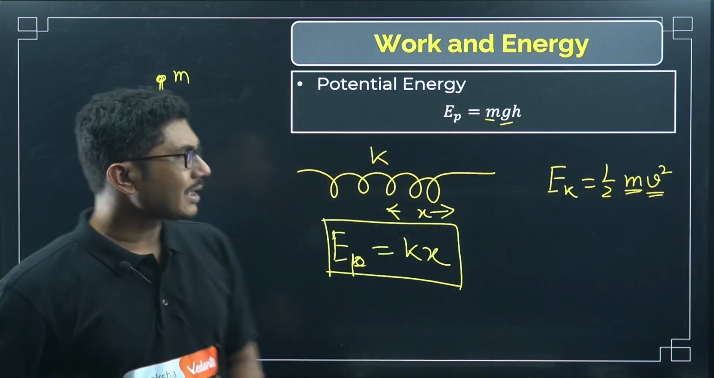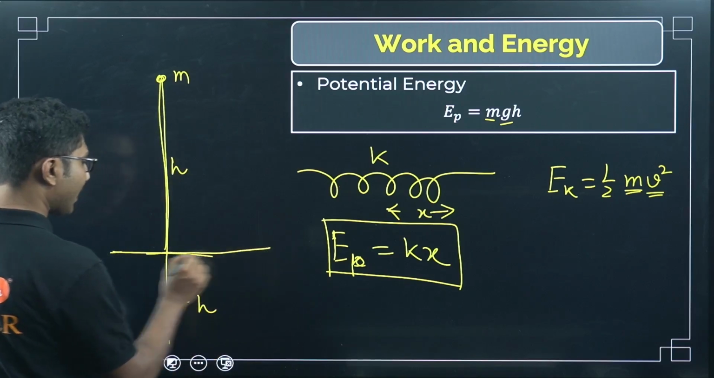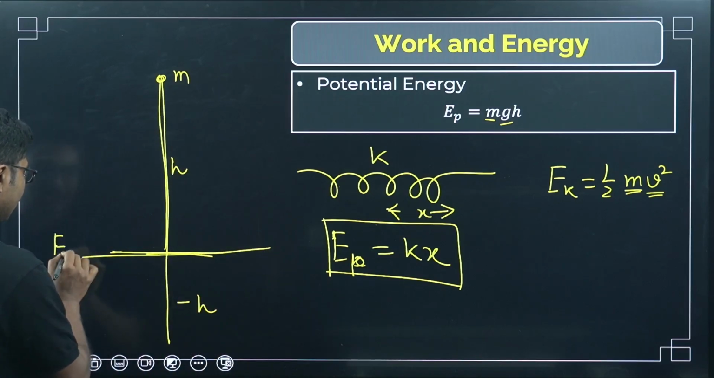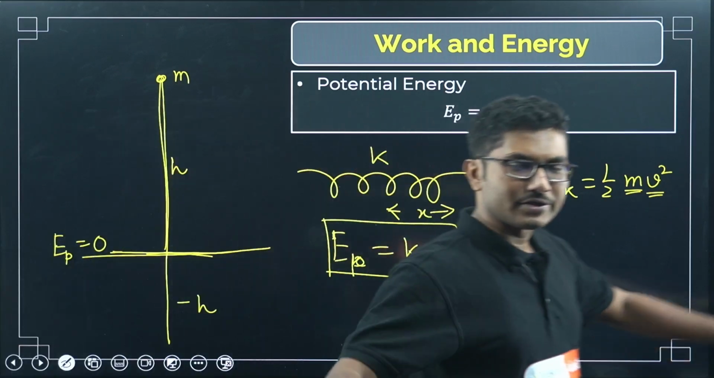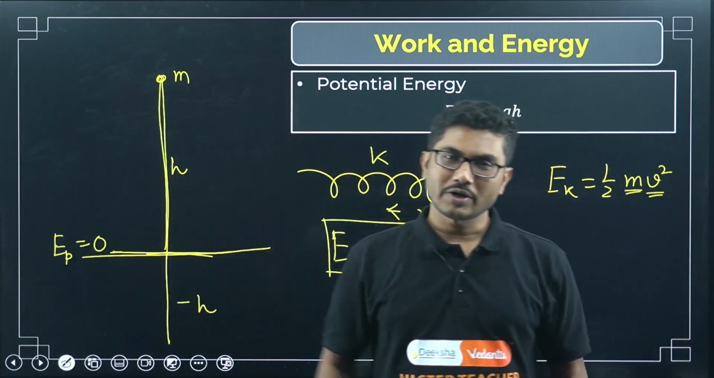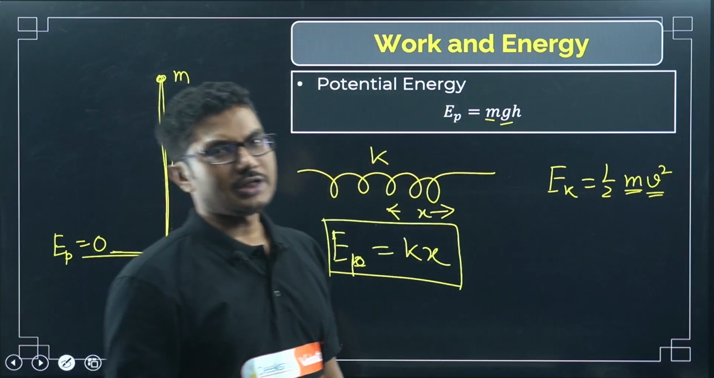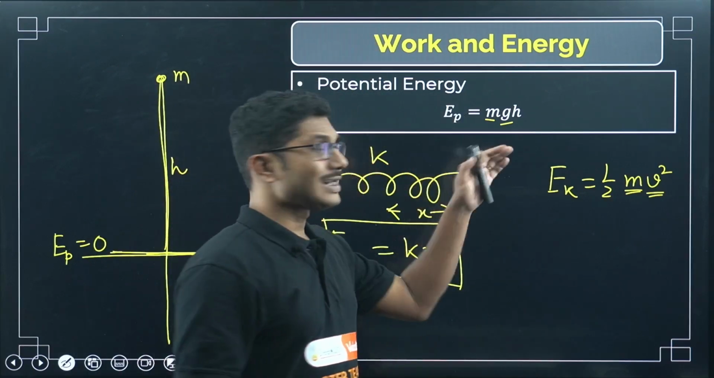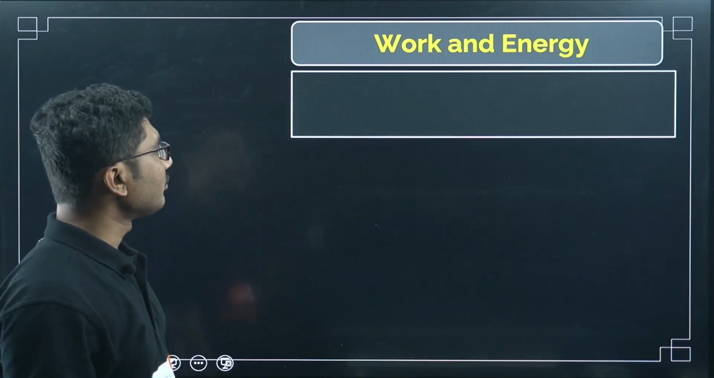So to define potential energy, you have to define somewhere where potential energy is actually zero. For our day-to-day life, we assume that the potential energy of the ground is zero. If you go up, your potential energy increases. If you go down, your potential energy decreases. So potential energy can be negative, kinetic energy cannot be negative. Now let's move on to the next part.